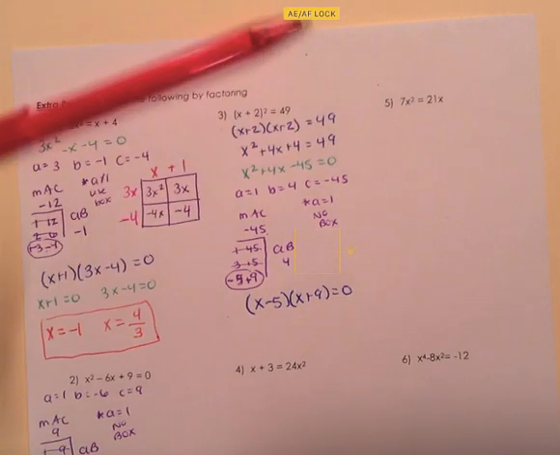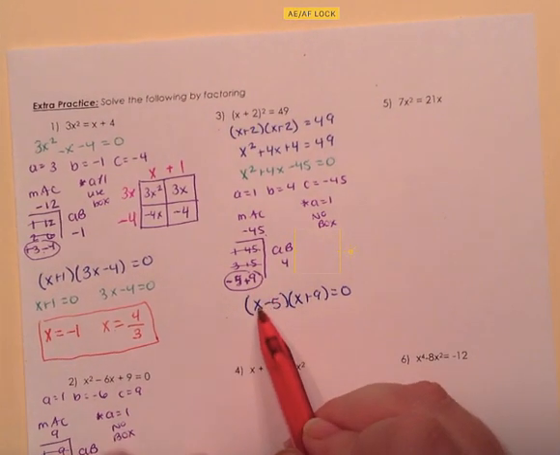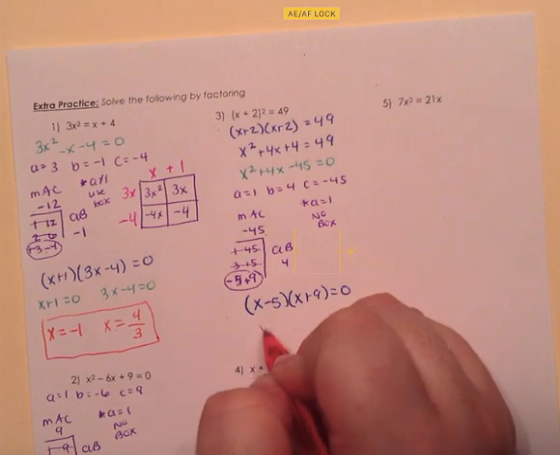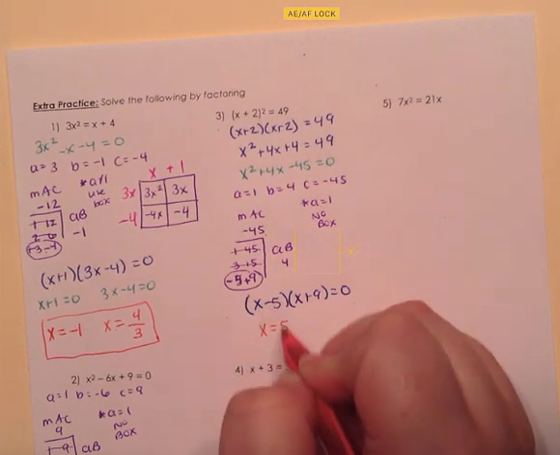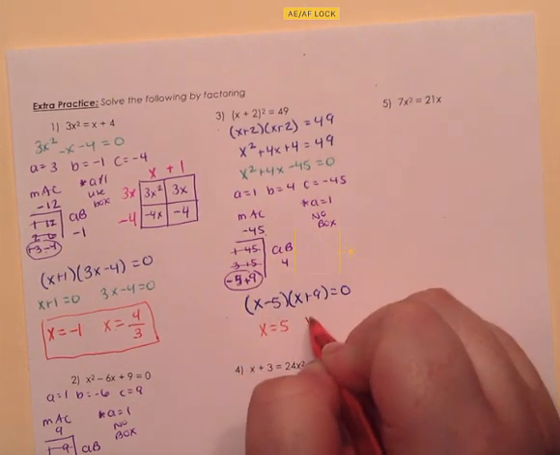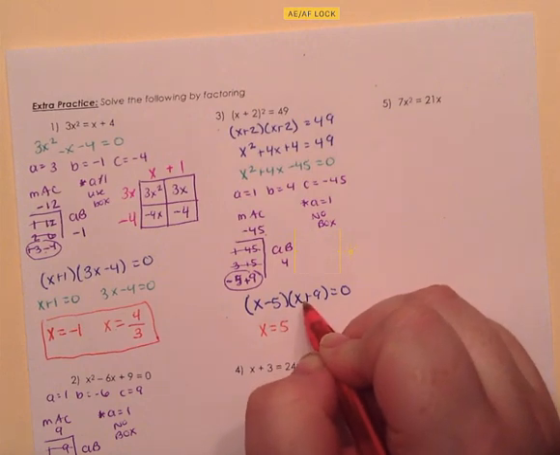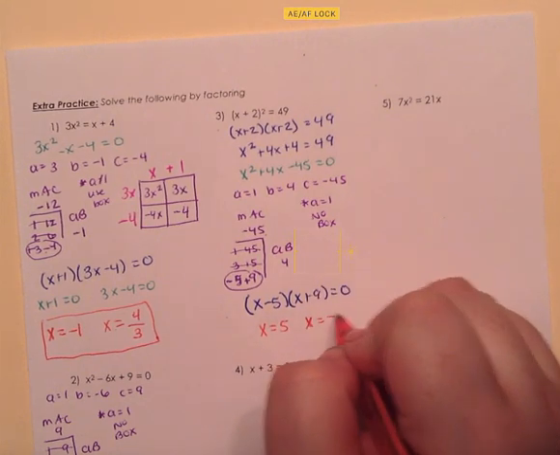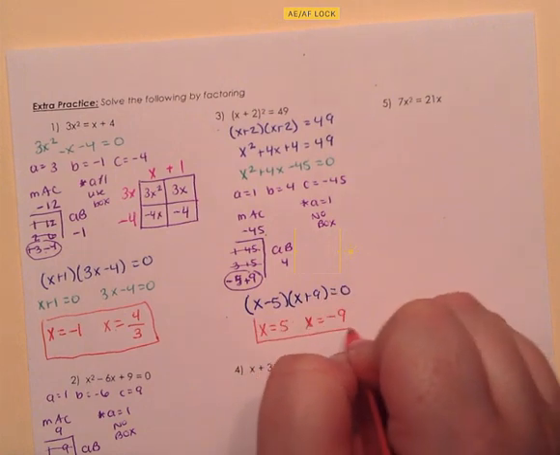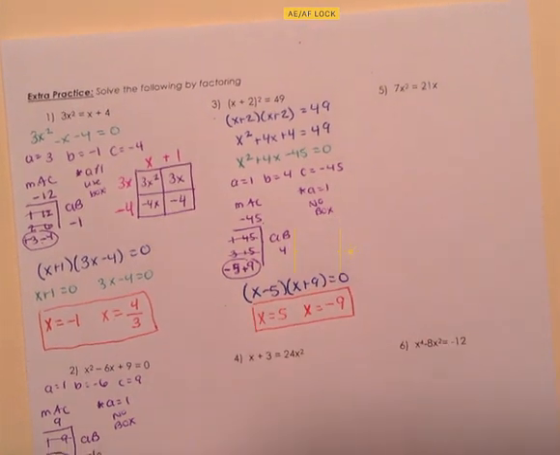Our x-intercepts. The first one, X will be equal to a positive 5 because 5 minus 5 gives you 0. Our second one will be X equals a negative 9 because negative 9 plus 9 gives you 0. These are our two solutions. It crosses twice on the x-axis.